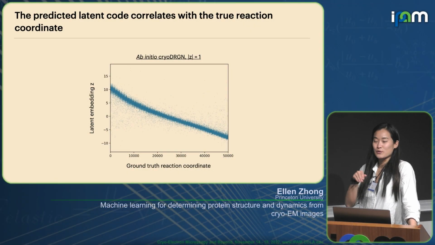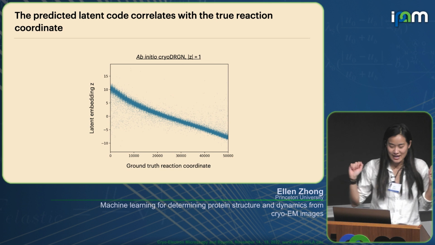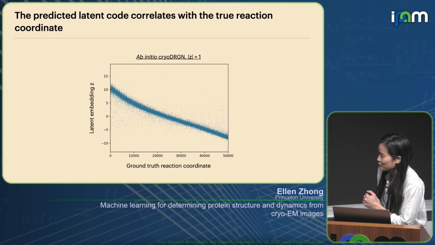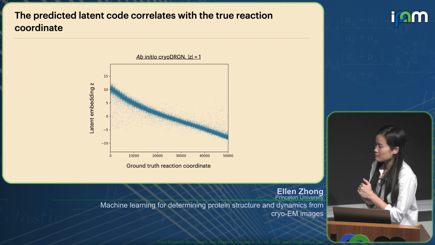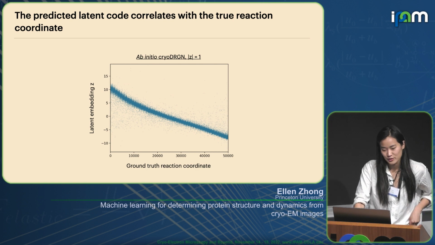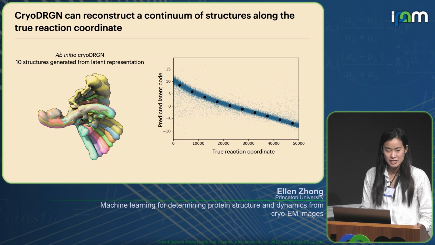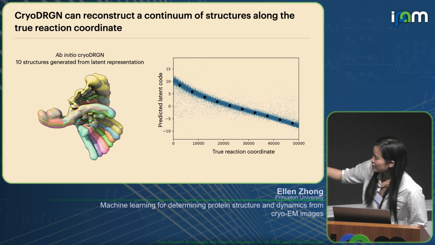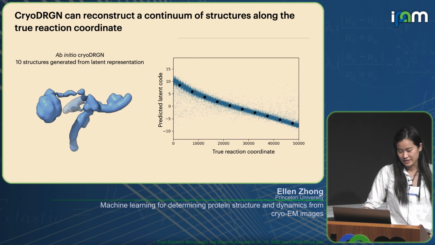So on the x-axis is the ground truth reaction coordinate along that dihedral angle, and the y-axis is the predicted latent embedding for each of the images. So we see this nice correlation between our latent embedding, which is this one-dimensional latent variable model, and the ground truth reaction coordinate. And then we can also generate structures from this latent representation. Here I'm showing 10 structures at these 10 points along Z, ranging from roughly -10 to 10. And here's a movie.